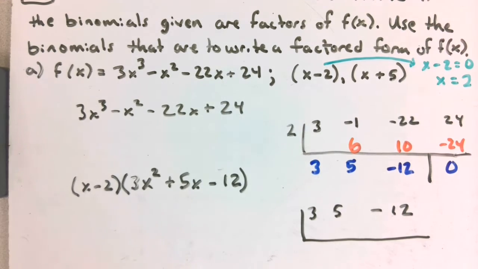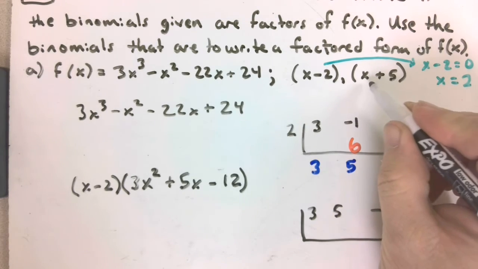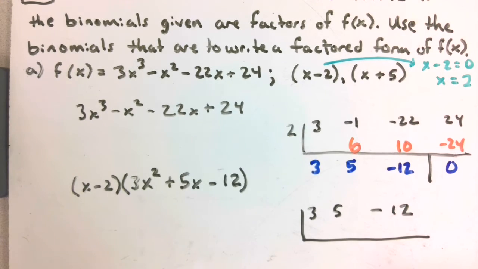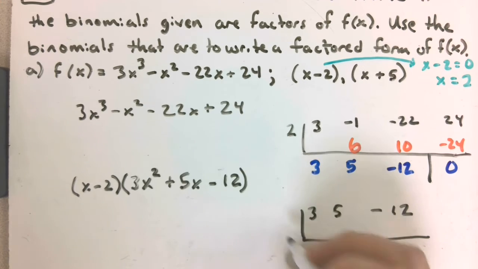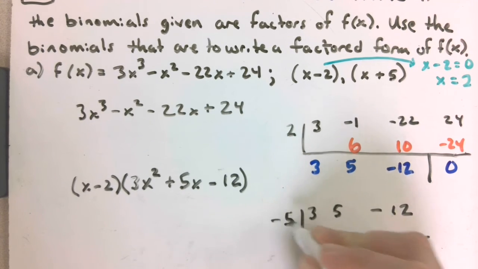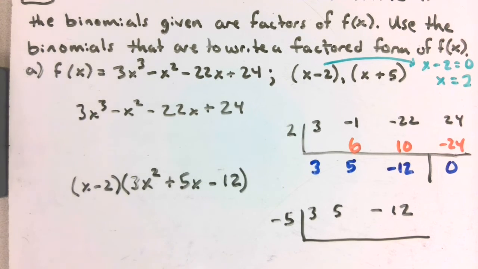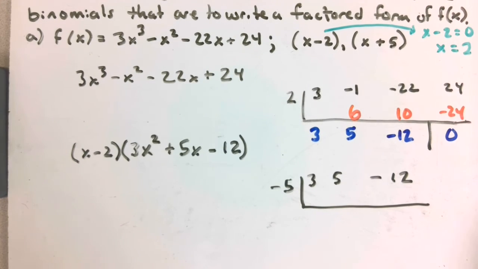So I'm going to do synthetic division again, using a 3 and a 5 and a negative 12 to see if this factors. This time I want to see if an x plus 5 is a factor, which means if I do x plus 5 equals 0, and then solve that, what we are dividing by out in front is a negative 5.